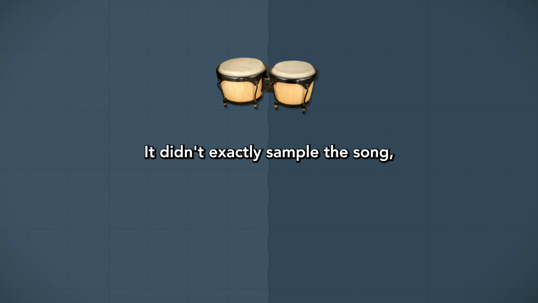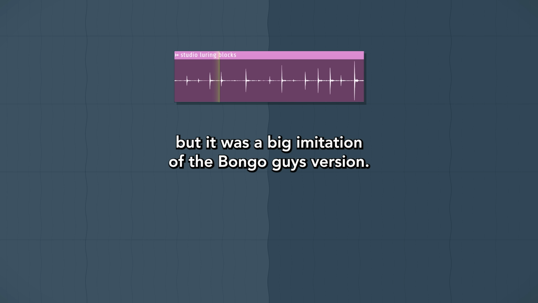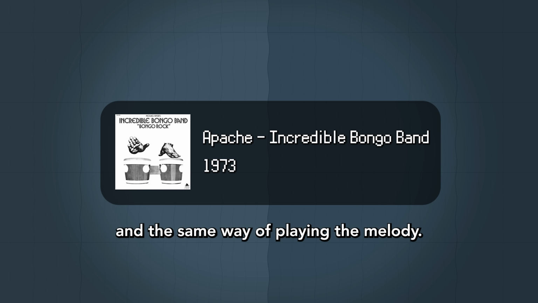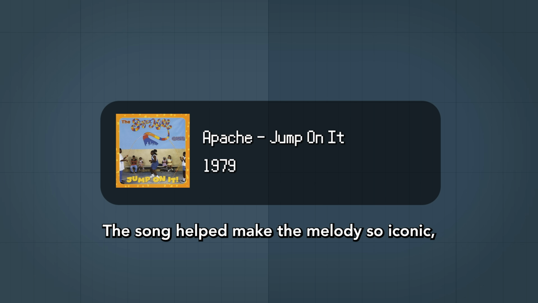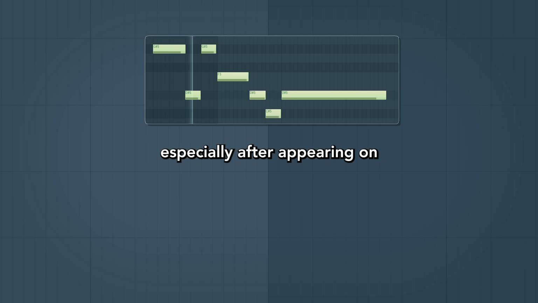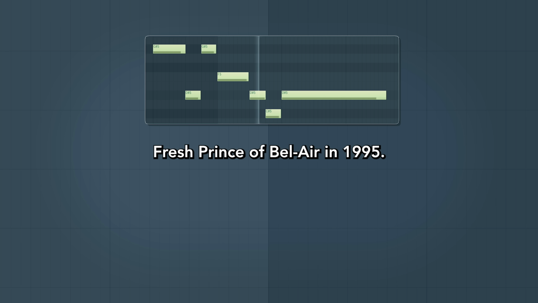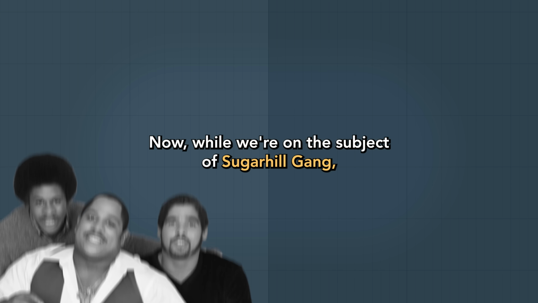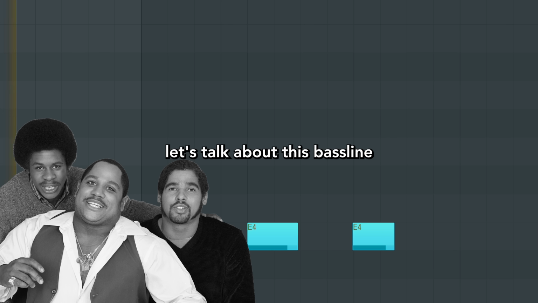It didn't exactly sample the song, but it was a big imitation of the Bongo Guys version, lending both the bongo intro and the same way of playing the melody. The song helped make the melody so iconic, especially after appearing on Fresh Prince of Bel-Air in 1995. Now while we're on the subject of Sugar Hill Gang, let's talk about this bass line that you might recognize.